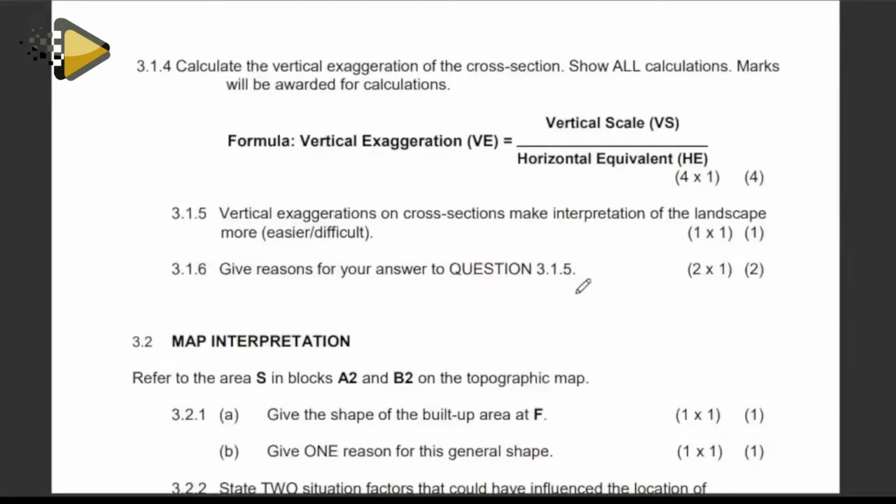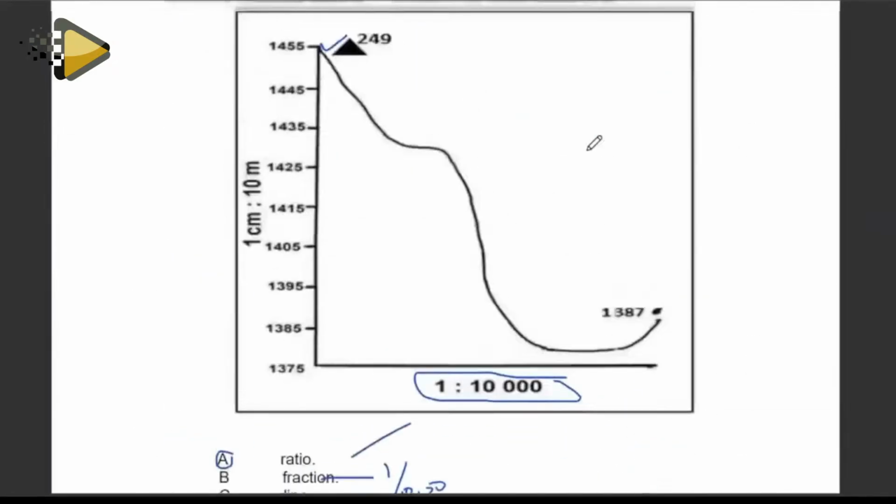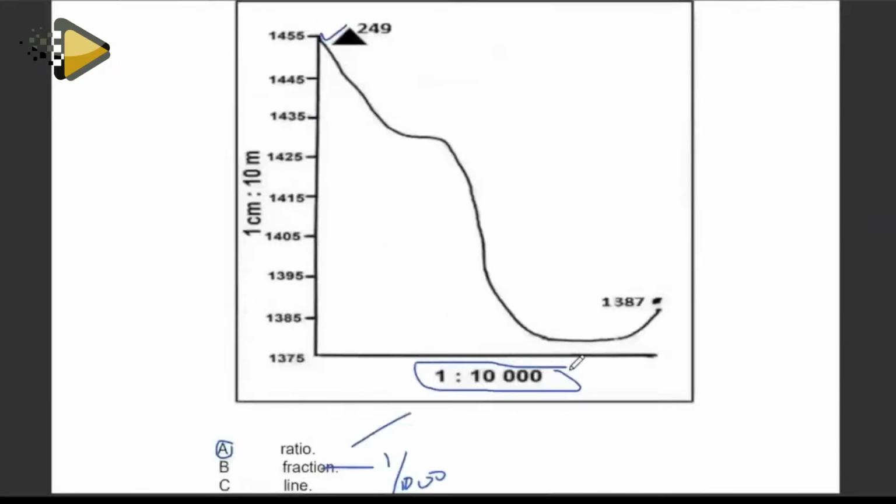We deliberately stretch the vertical scale of the cross section such that they become visible. So when we're checking on our vertical exaggeration, the formula is vertical scale over the horizontal equivalent. Our horizontal scale is 1 is to 10,000, while our vertical scale is 1 centimeter is to 10 meters. We need to change this scale to make it in the same units, converting the meters to centimeters such that we have the same unit of measurement.